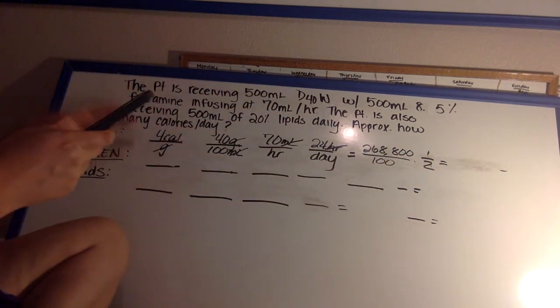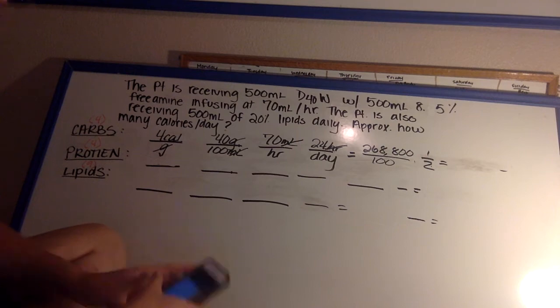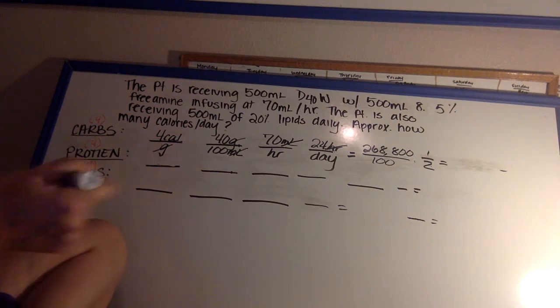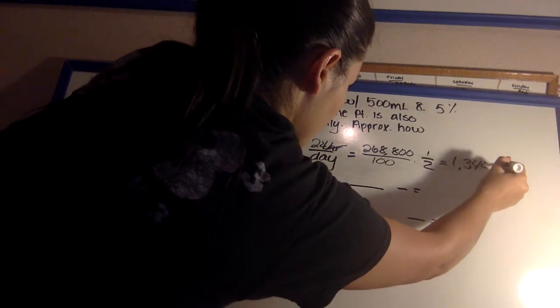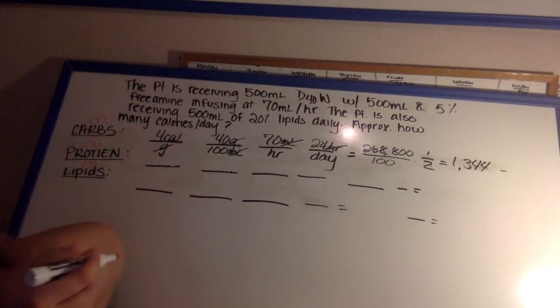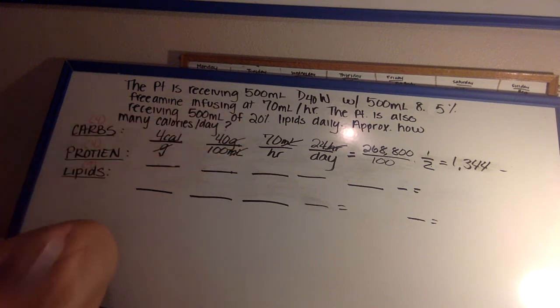So let's go ahead and divide that, 268,800 by 200 then. That gives me 1,344. Okay? So carbs are taken care of. Now let's work on proteins.